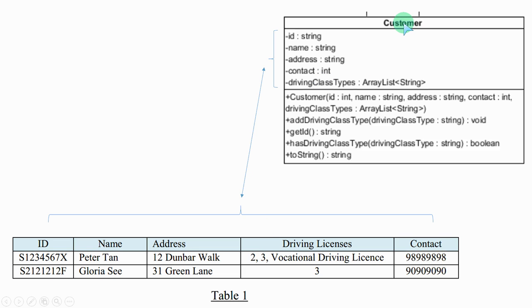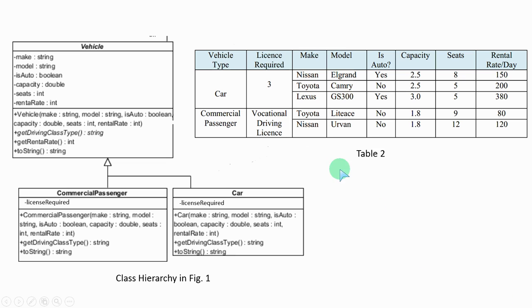Okay, customer, for example. Then the next one, we have table 2, which is a vehicle table, and this corresponds to a class hierarchy in figure 1, which has vehicle as a superclass, and then commercial passenger and car as 2 subclasses. So this is how the class diagram captures the information of the table.